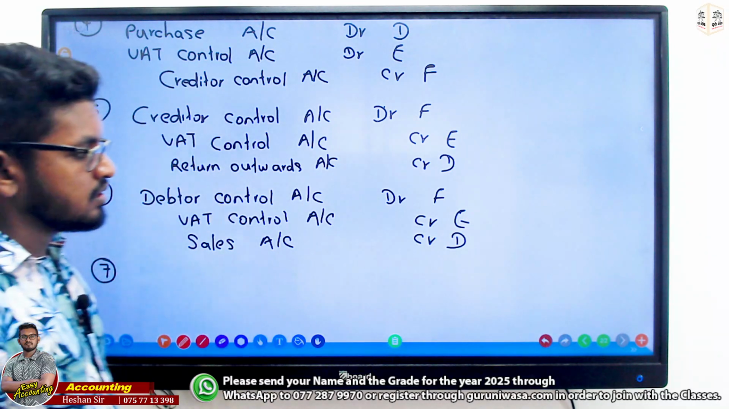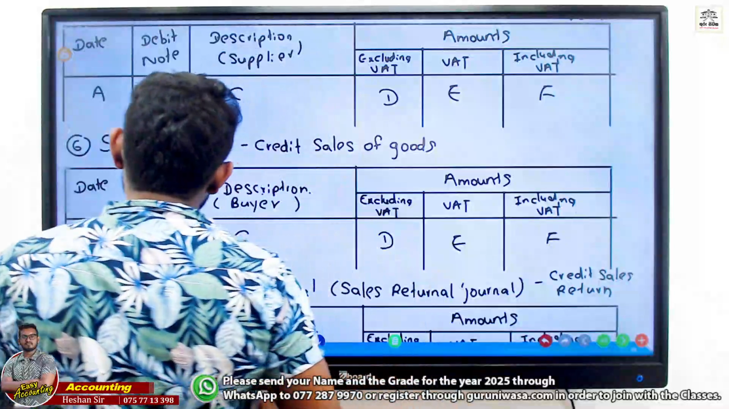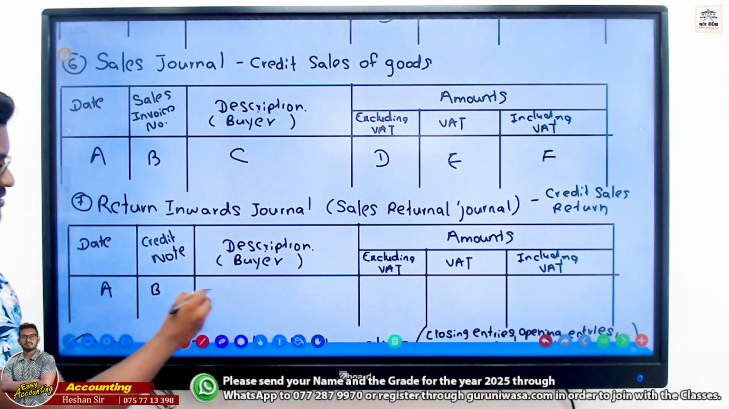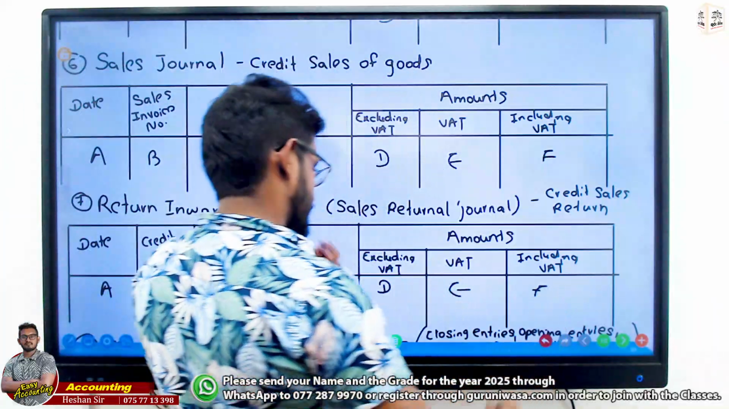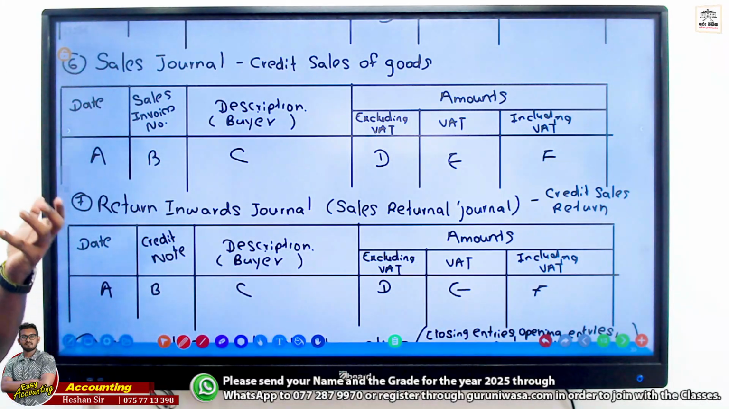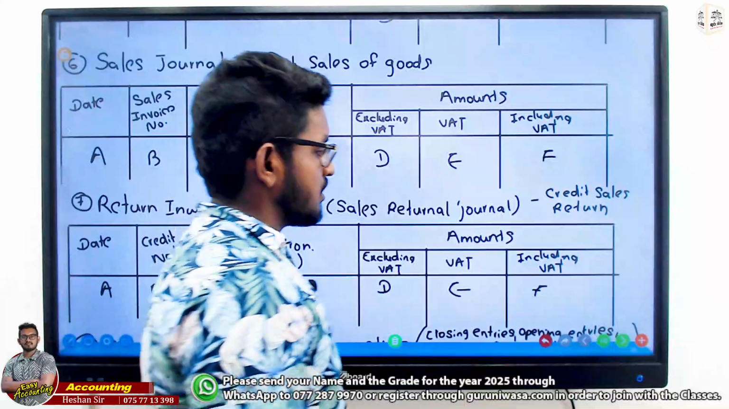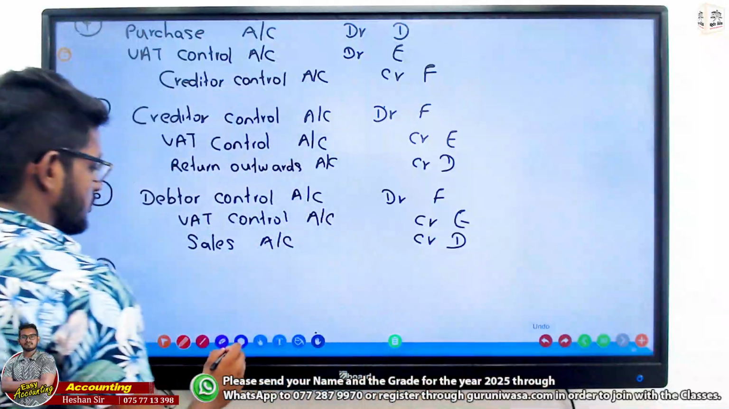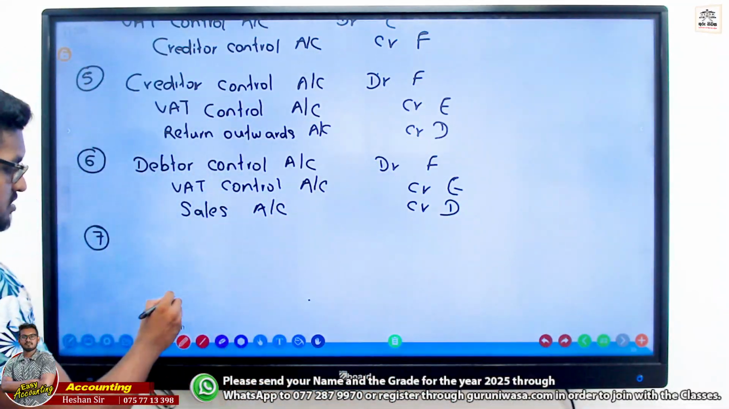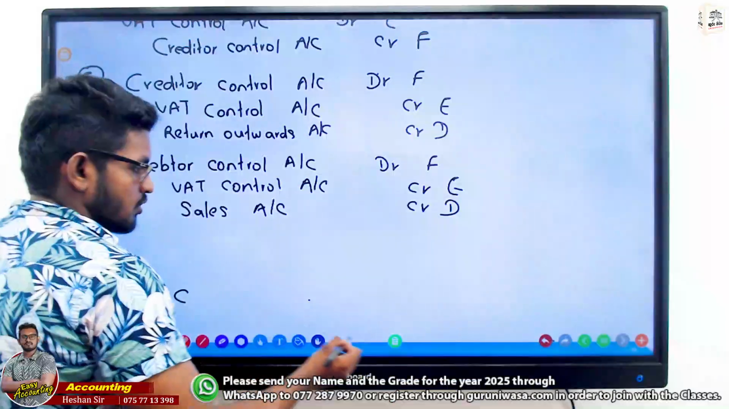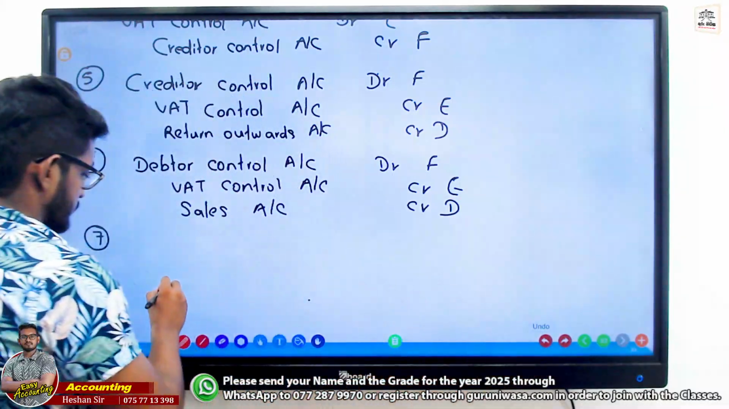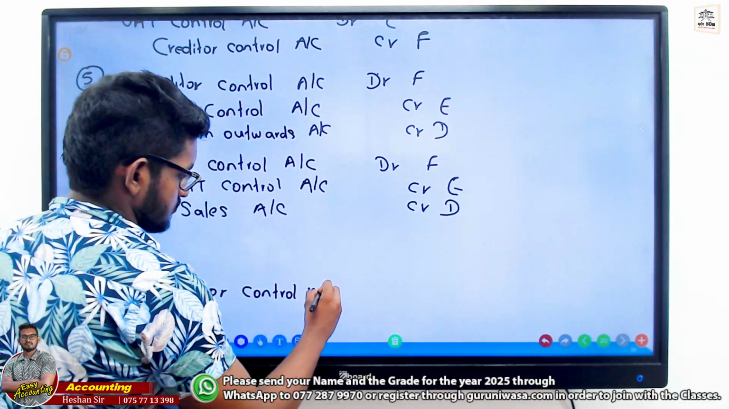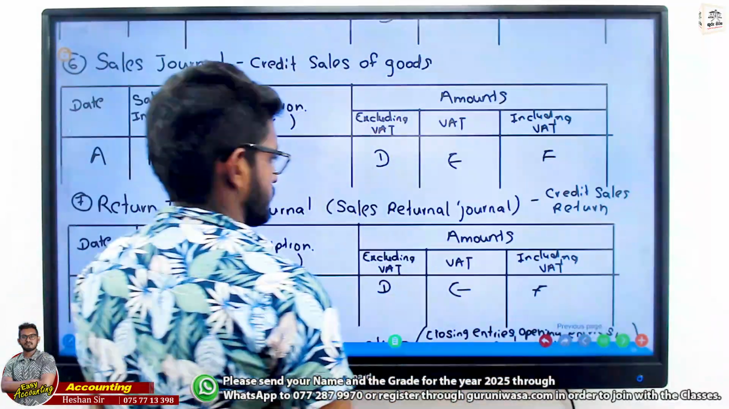Right. Next one, number 7. Returns inwards journal, sales return. If I draw A to F: when the customers return the goods, debtor control account credit. When we sell the goods on credit, debtor control account debit; when customers return it, debtor control account credit, F.